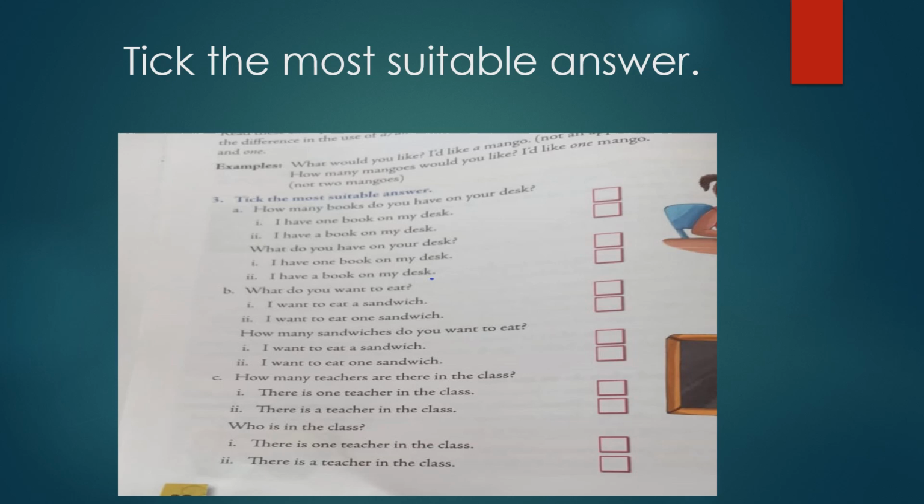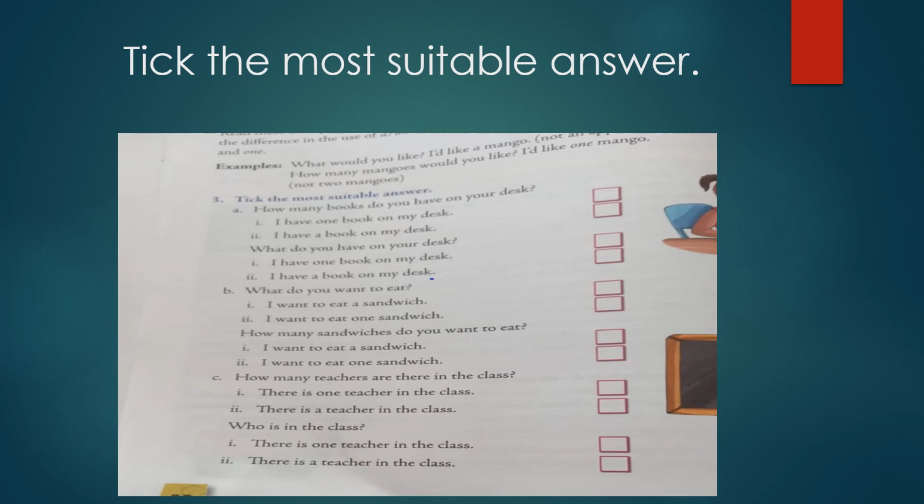Now another example is there. Sentence is there. What do you have on your desk? Now, have. What do you have? I have a book on my desk.